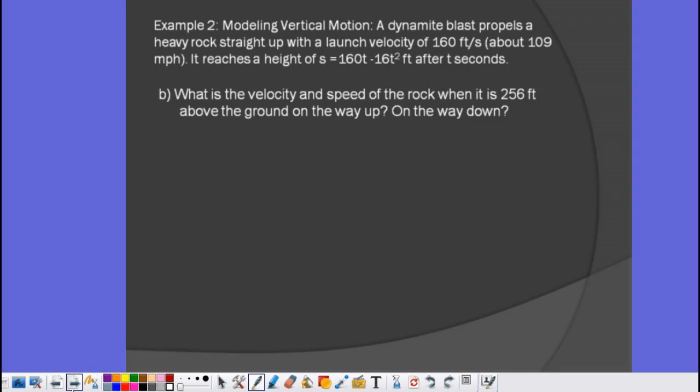It is going to be position, right? 256 represents the height of the object. We want to know what time the object is at that height. And then we're going to use that time to find the velocity. So again, you have to know what equation you're plugging into.